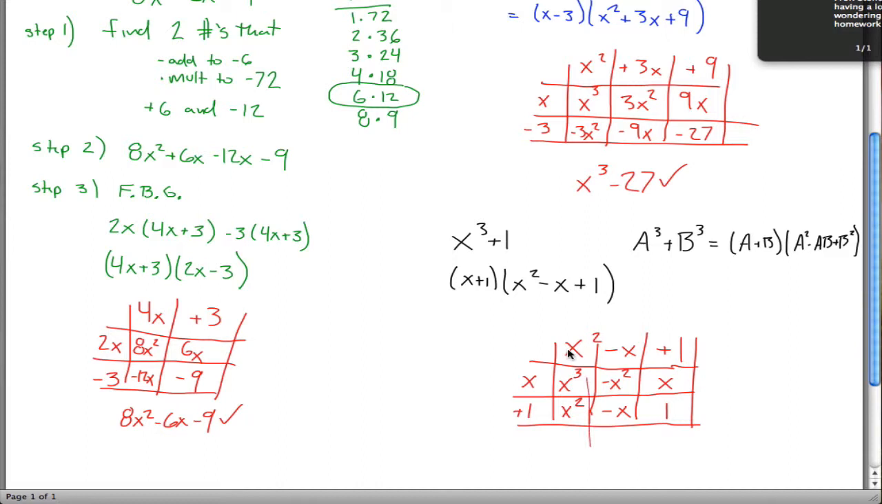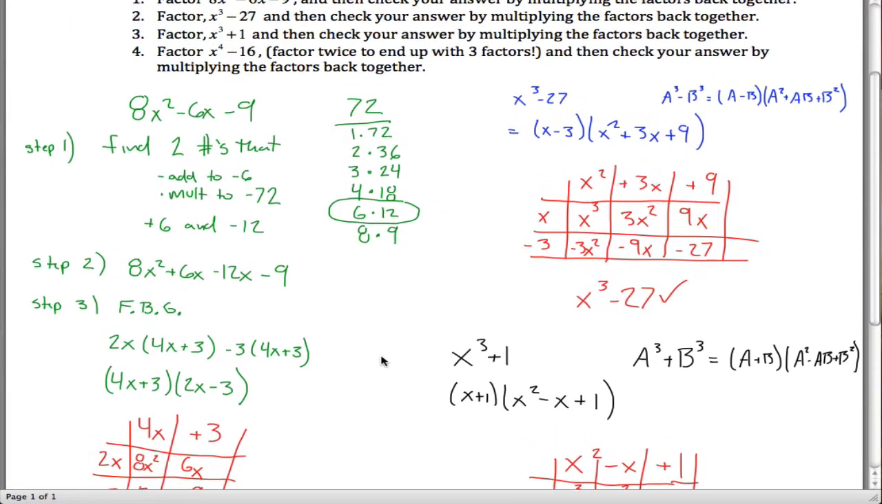So what I get if I add these all back together, I get an x cubed. X squared, negative x squared cancel. Negative x, positive x cancel. And I got my plus 1. So sure enough, these did all work out. I got what I was supposed to get. So this factors to this.